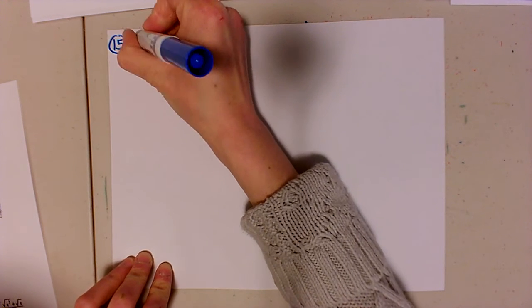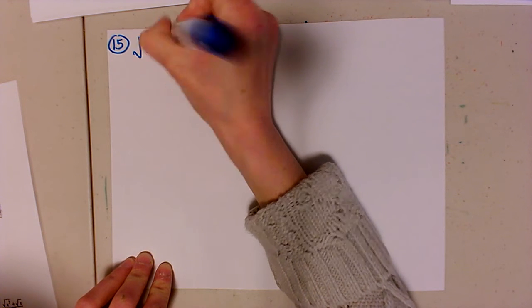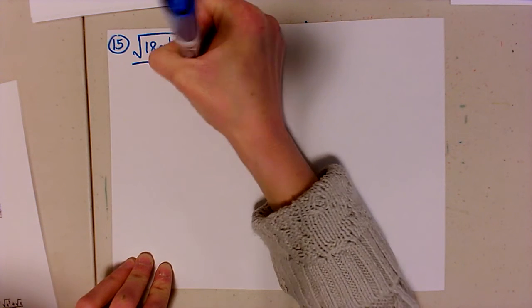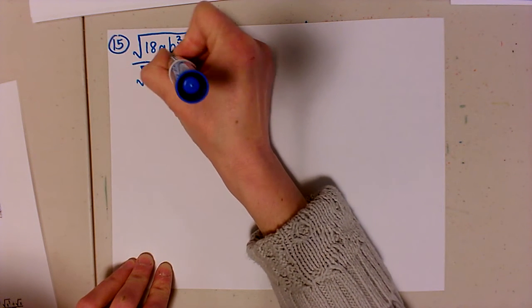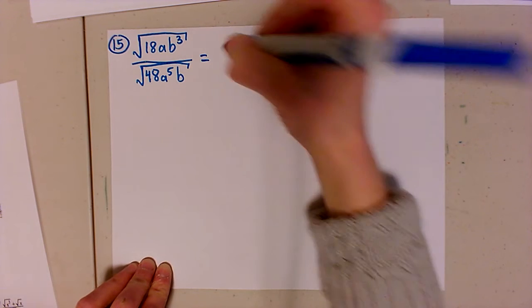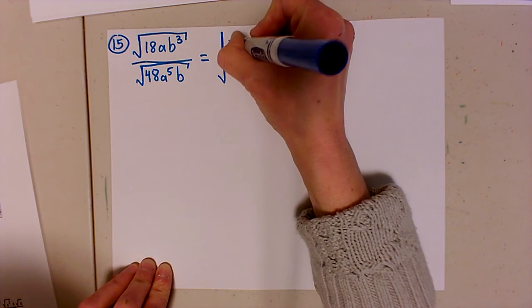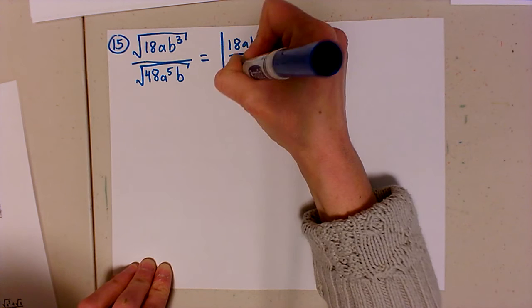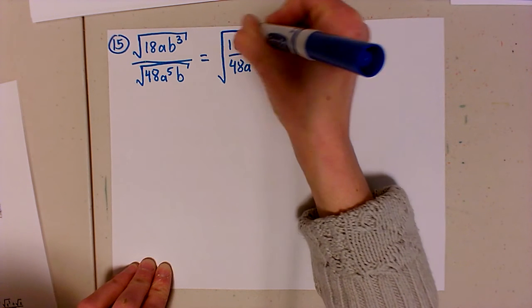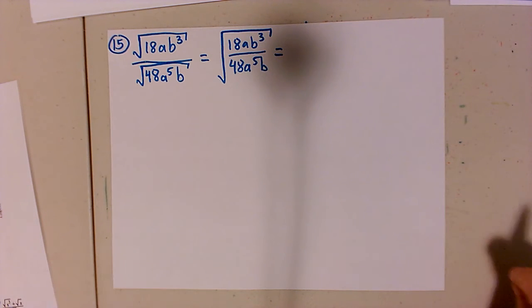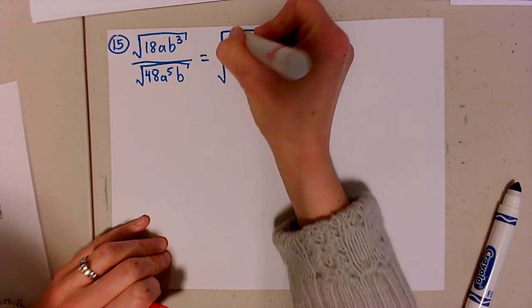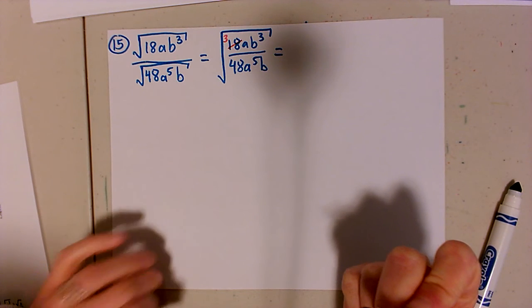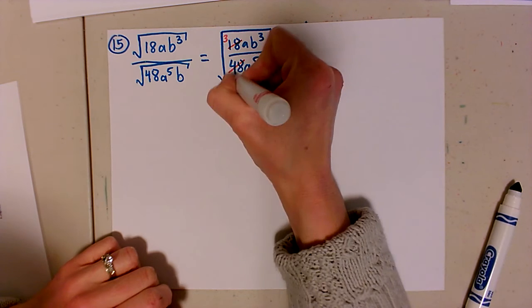So for number 15, I have the square root of 18ab cubed all over the square root of 48a to the 5th b. Okay, so this is one of those things. Let's put this as one fraction under one radical. If we cancel between our 18 and our 48, both of those are divisible by 6. So 18 divided by 6 is 3, 48 divided by 6 is 8.